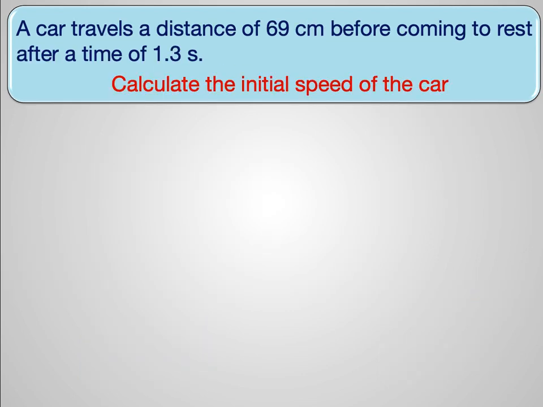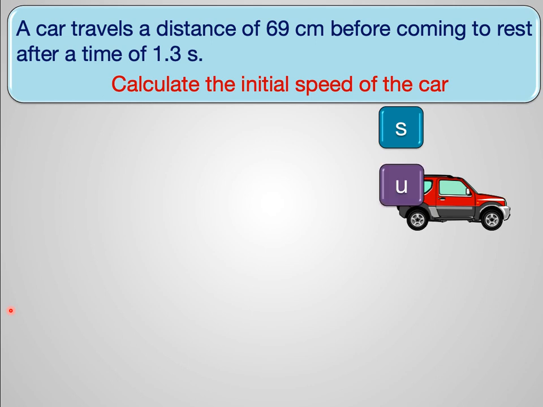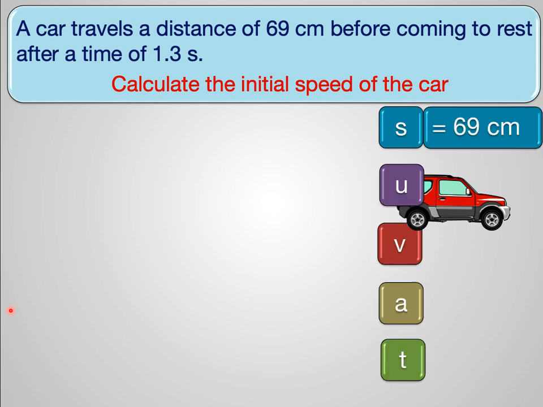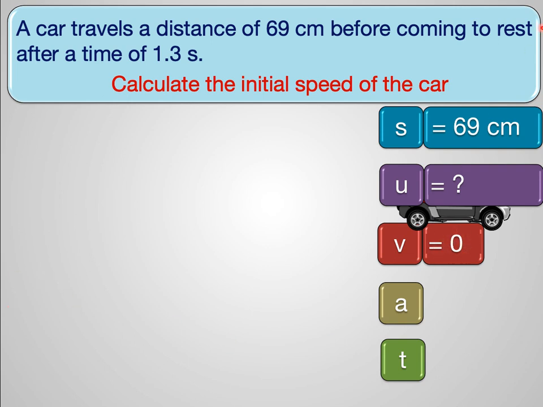In this question, you are asked to find the initial speed of the car, like a car is coming to rest. So let's write the SUVAT values. S, U, V, A, T. It's given in centimeters. Remember, you need to convert to meters. Initial velocity you are finding. Final velocity is 0. How did I get final velocity is 0? Because it's given it's coming to rest.